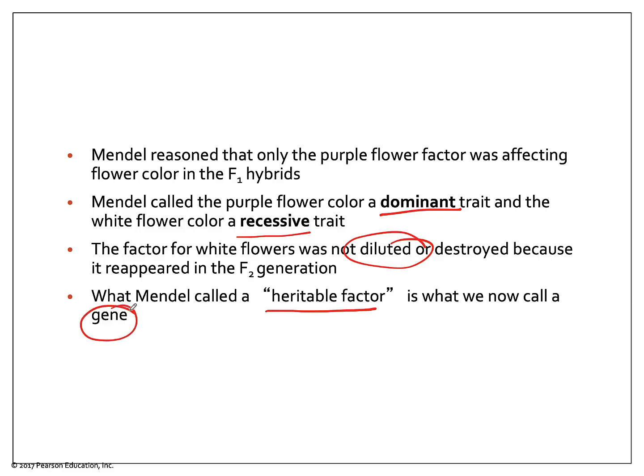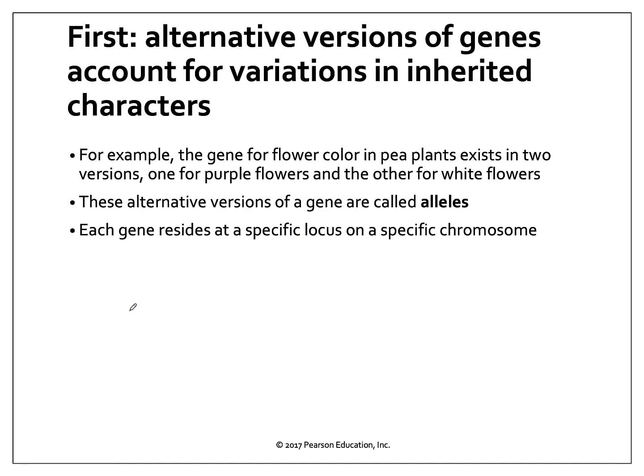So this gene is a sequence of DNA, and now we know that the gene would either code for purple flowers or white flowers. And if they had the gene for both, one gene for purple and one gene for white, because purple was dominant, it would completely cover up the white, and you would get purple flowers. So now we're going to go through the many contributions Mendel made.